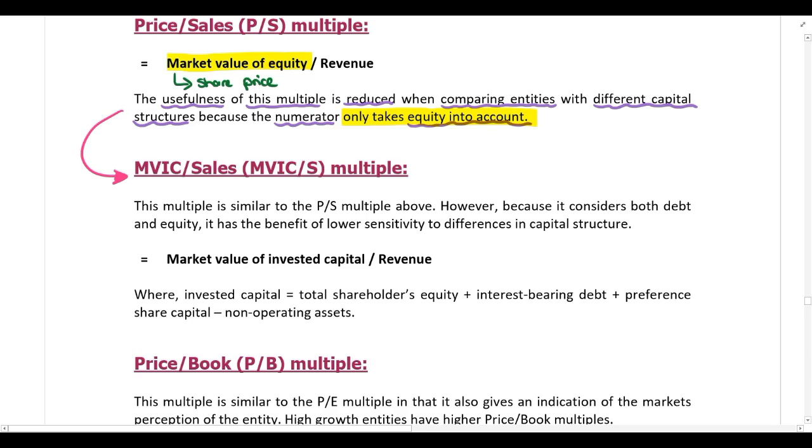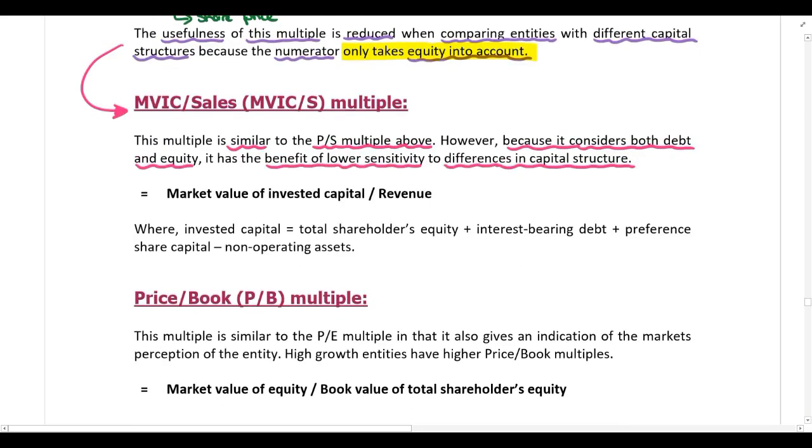And you can see this is similar to the price sales multiple above. However, because it considers both debt and equity, it has the benefit of lower sensitivity to differences in capital structure. And we perform this calculation by taking the market value of invested capital and dividing by revenue. So once again, the calculation comes from the name.